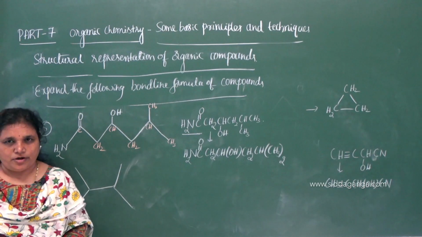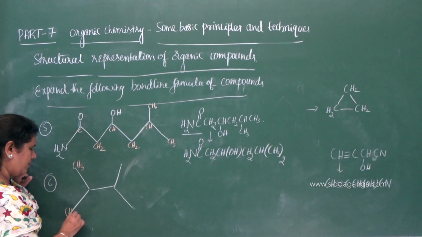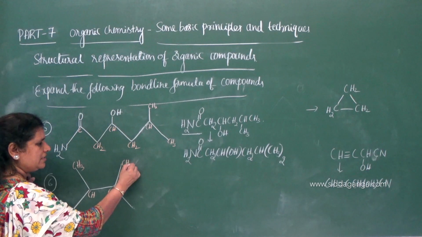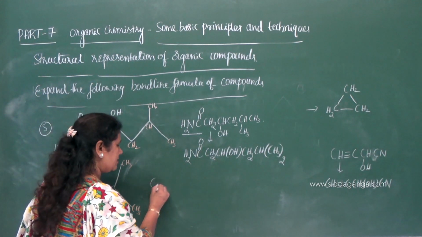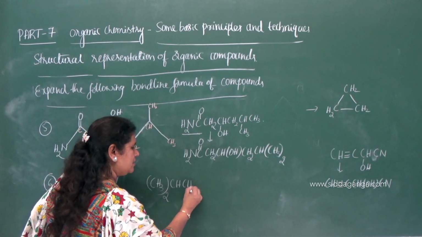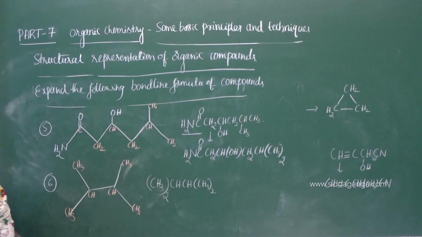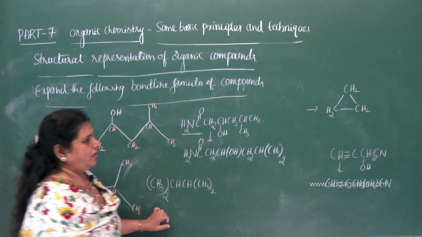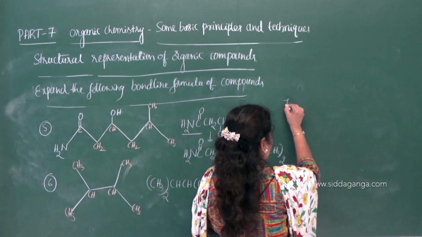Now you write this bond line formula. This is the terminal position, CH3, this becomes CH, CH3, CH3. You can write the formula: CH3 taken twice, CH, CH3 taken twice. So this is the expanded form of this bond line formula. Now move on to the next one, that is the seventh one.